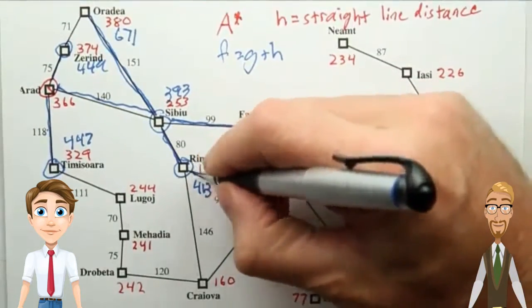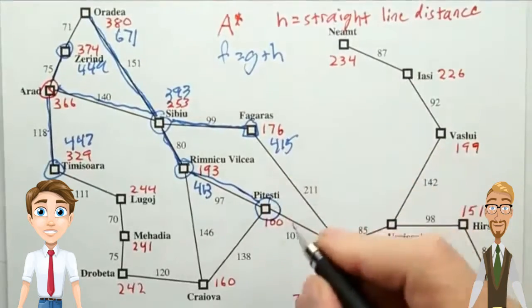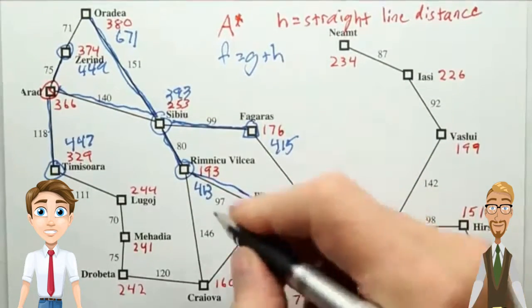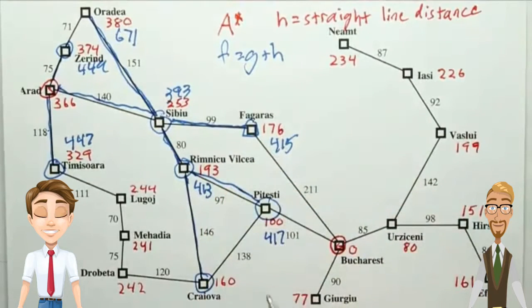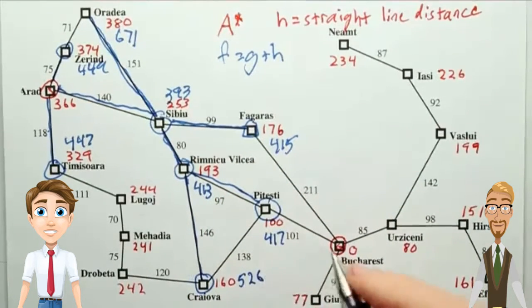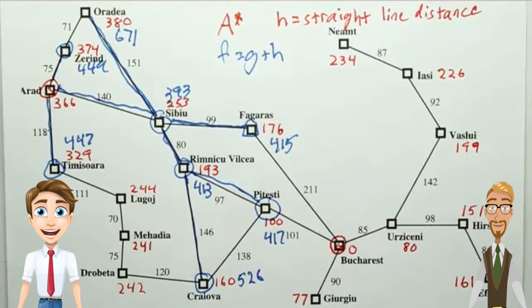So we expand this node, giving us 2 more paths. This one with an F value of 417, and this one with an F value of 526. And the question again, which path are we going to expand next? Now the frontier has Ziran with cost 449, Aradia with cost 671, Phagros with cost 415, Timisoara with cost 447, Pitesti with cost 417, and Craiova with cost 526. Which city should be expanded next?